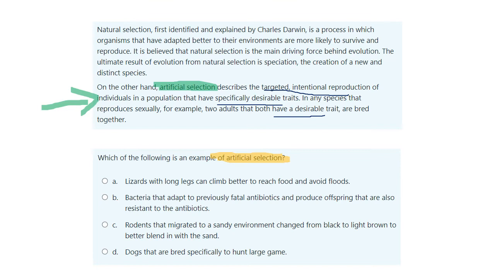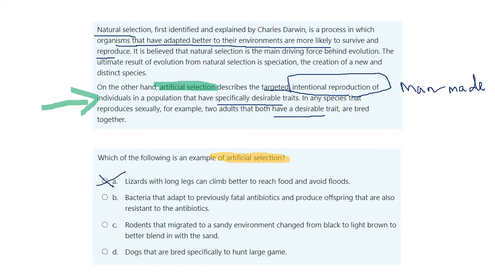So A, lizards with long legs that can climb better to reach food and avoid floods. Well, that might be an example of natural selection. Natural selection is the idea where organisms that are well adapted are more likely to survive and reproduce. This is not artificial. Intentional reproduction means man-made or artificial reproduction. Artificial means man-made. So the choice is made by men, not by nature.